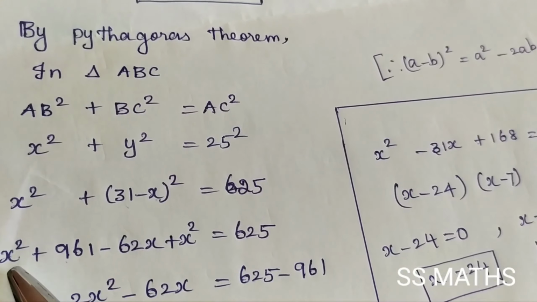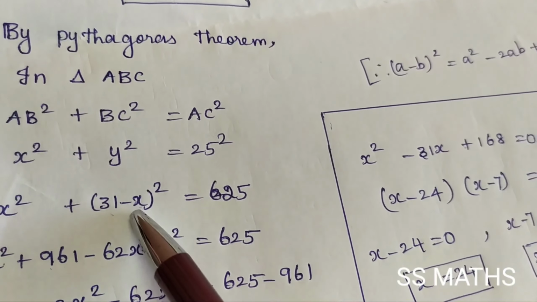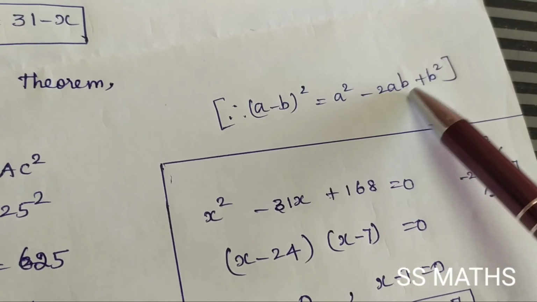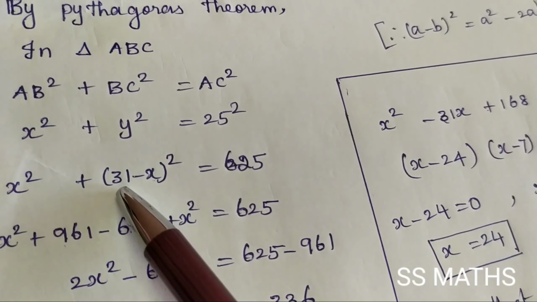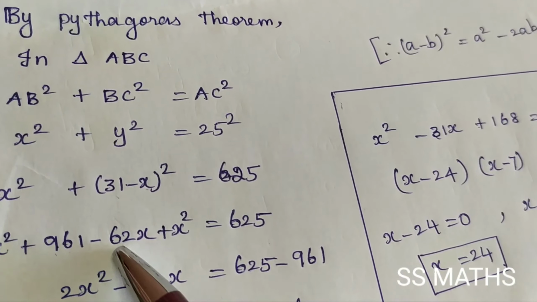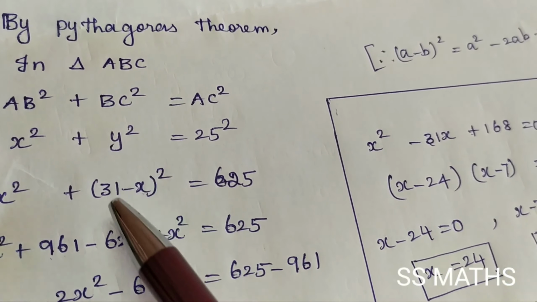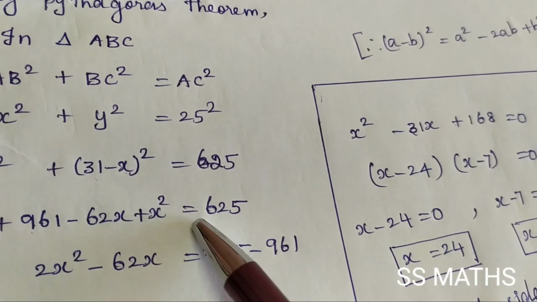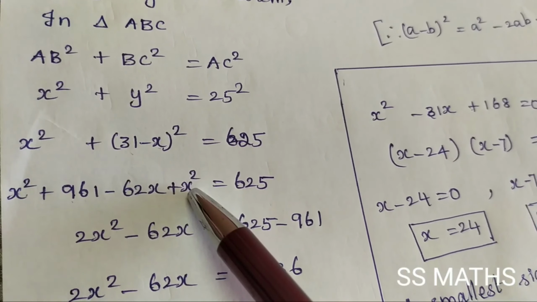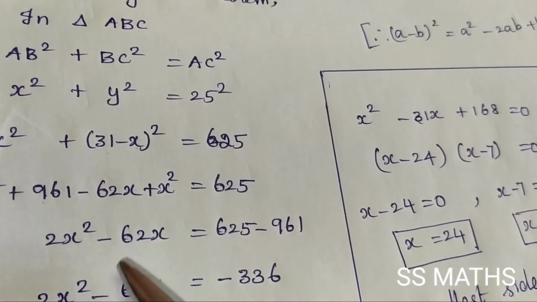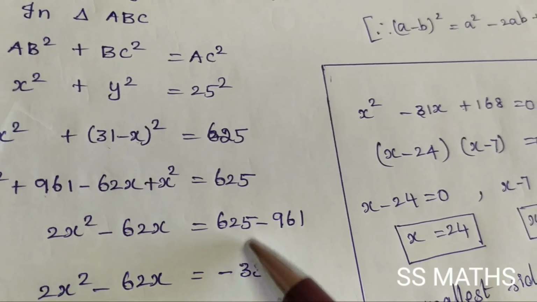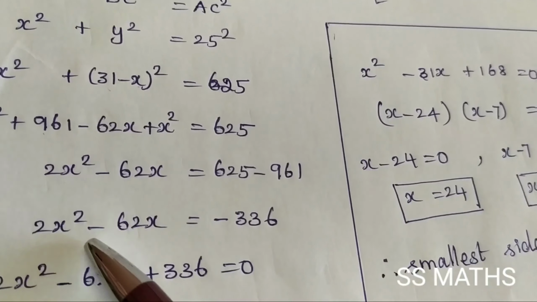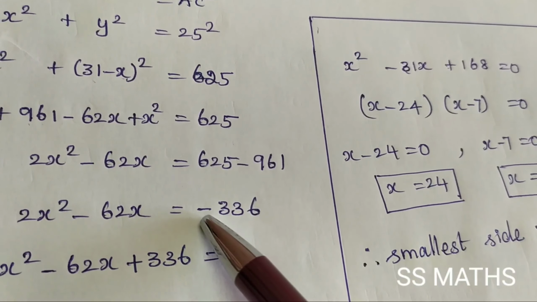Appa 625. X square plus, idhu a minus b the whole square formula irukku. A minus B the whole square equal to A square minus 2AB plus B square. A square na 31 square panna 961, next to minus 2AB, 2 into 31 into X, minus 62X, plus B square na X square, equal to 625. X square plus X square add panna 2X square minus 62X equal to 625, the plus 961 change to minus 961. 2x square minus 62x plus 336 equal to 0.